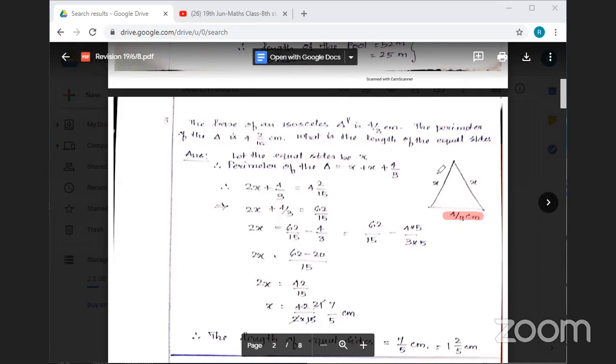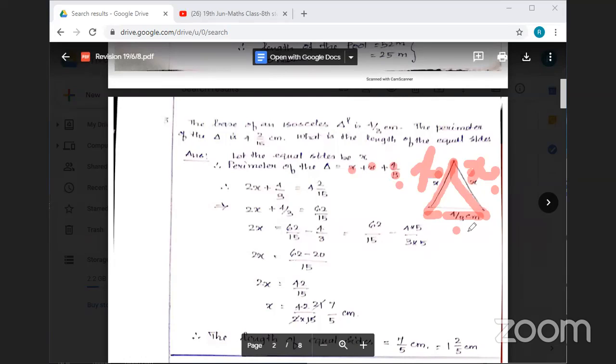Now, an isosceles triangle means two sides are equal. These two sides are equal. Suppose I take this side as x, what is the value of this side? This also is x. The perimeter is the sum of all three sides. Therefore, the perimeter of the triangle is x plus x plus 4 by 3.